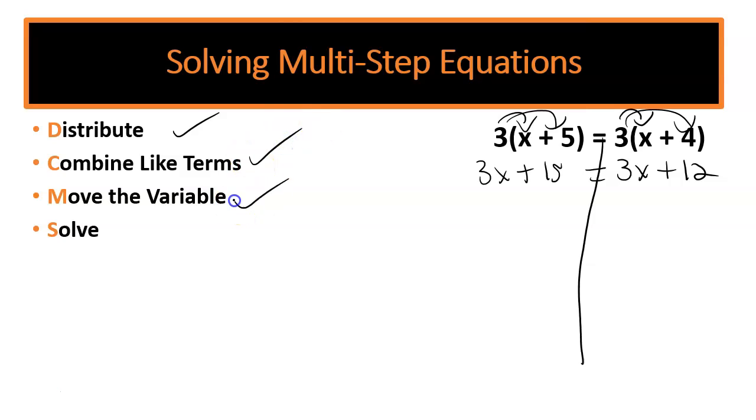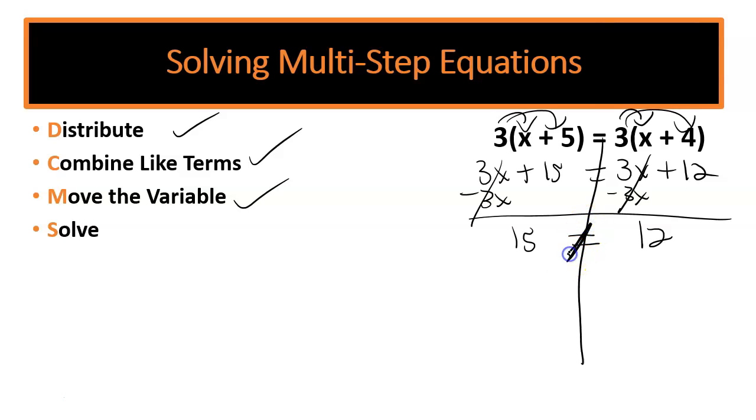So nothing to combine, so I'm going to move the variable. It's the same variable on both sides, so either way I go, I'd be subtracting 3x. So 3x and negative 3x make 0, and I have 15 left, equals 3x and 3x make 0, and I have 12 left. And I would ask myself, does 15 equal 12? No, it doesn't. So we say 15 does not equal 12. This problem has no solution, which is your second special case that you would have learned about last year.